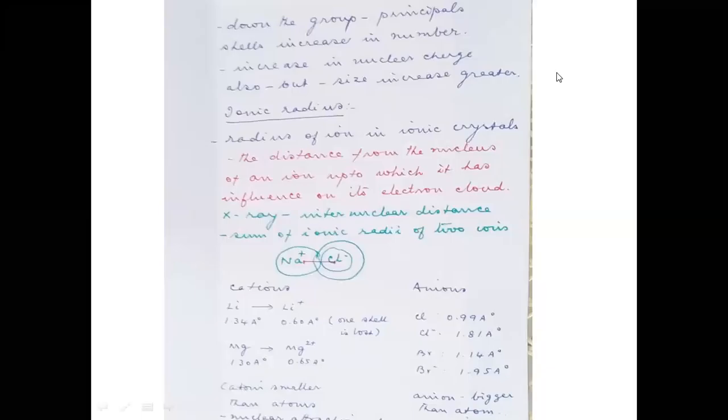So ionic radius we have seen, and we have also discussed why cations are smaller than the neutral atom and the anions are bigger than the neutral atom. It is because of the loss of one electron, the nucleus is effectively attracting the electrons towards itself, and hence the cations are found to be smaller than the corresponding neutral atom, and the anions are found to be bigger than the corresponding neutral atom.